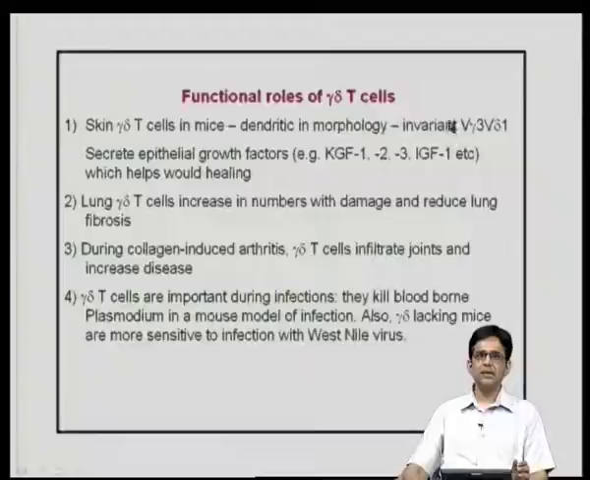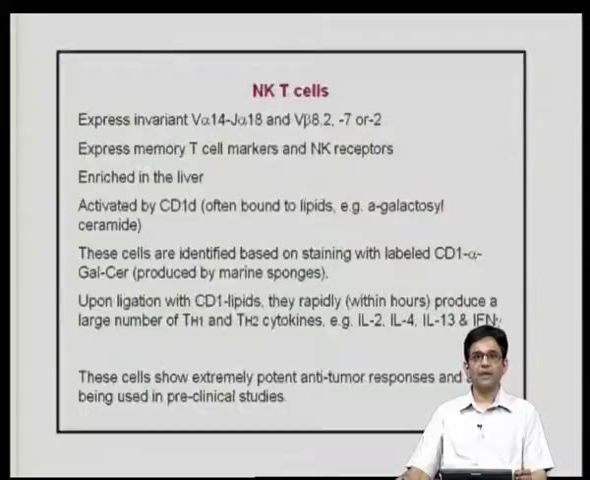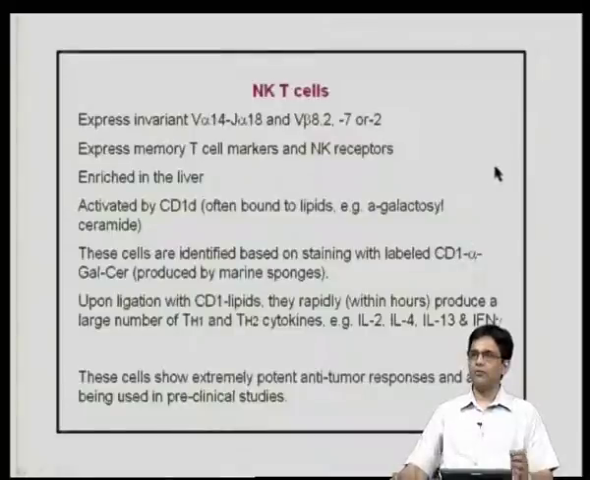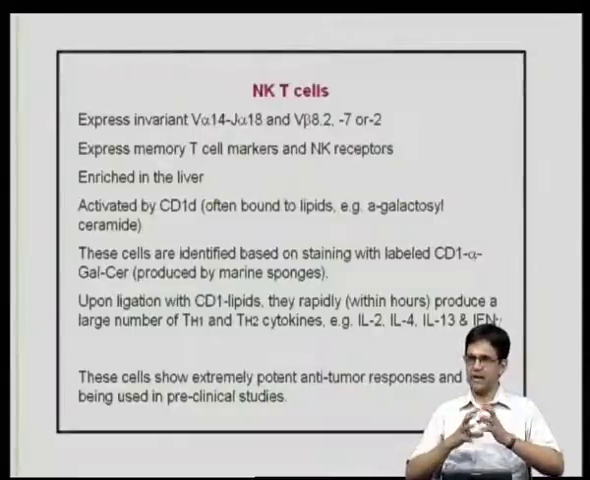Now, gamma delta cells have also been shown to increase in numbers and reduce lung fibrosis. During collagen induced arthritis, which is a model for autoimmune diseases, gamma delta T cells infiltrate joints and increase disease. Gamma delta cells are also important during infections. They kill bloodborne plasmodium in a mouse model of infection. Also, gamma delta lacking mice are more sensitive to viral infection, for example, West Nile viruses. Okay, so we will talk mainly about the broad different types. So, we have talked about gamma delta cells and their functions.